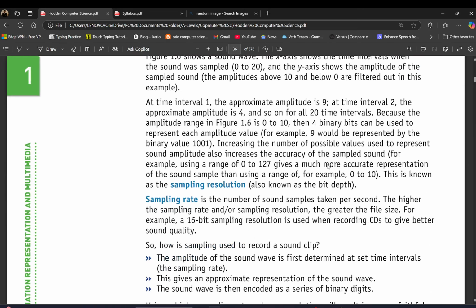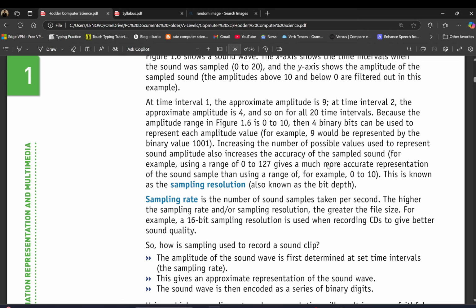So there are a few concepts we need to understand. Sampling resolution is basically the total number of bits used to take a sound sample. So basically a bit depth of a sound. So how many bits are we allocating to record a sample? Sampling rate is the number of sound samples taken per second.